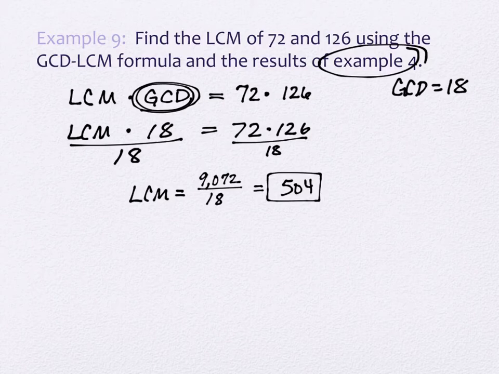So I did not find the LCM by any method that I just learned. But I did it using the formula that shows the relationship between the LCM and the GCD instead. Any questions on that?